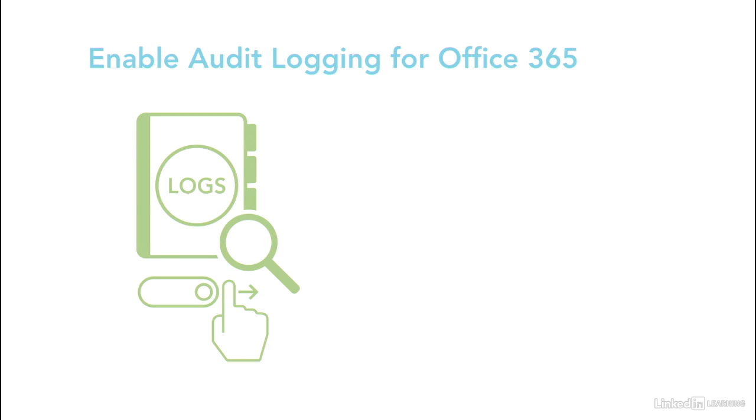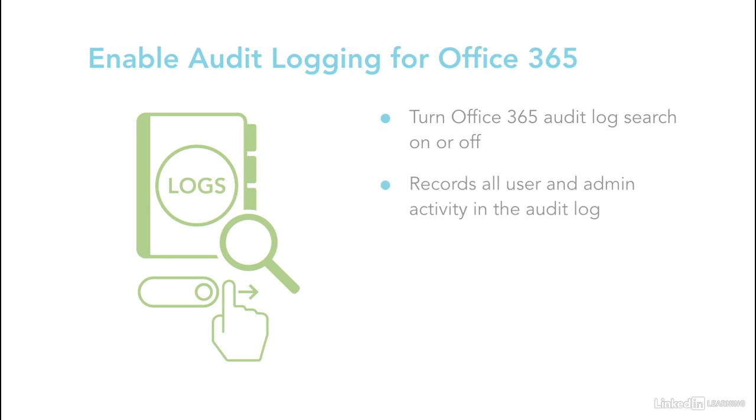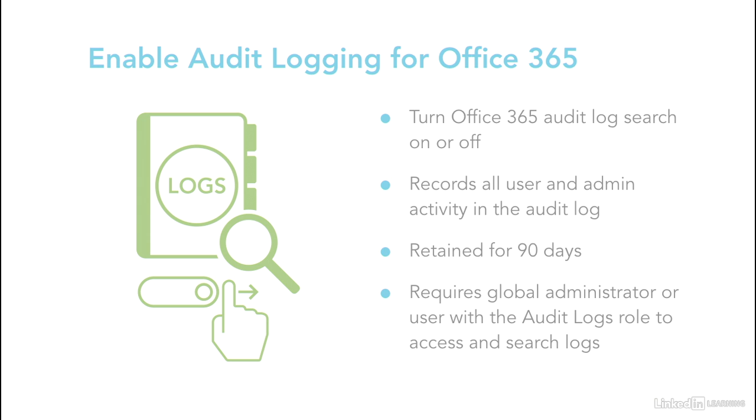It's best practice to turn on audit logging, especially when using Office 365 Advanced Threat Protection. The Office 365 audit log keeps a record of all user and admin activity for your organization, and this is recorded in the audit log and retained for 90 days. Once turned on, any global administrator within Office 365 or a user with the audit logs role in Exchange Online can access and search the Office 365 logs.